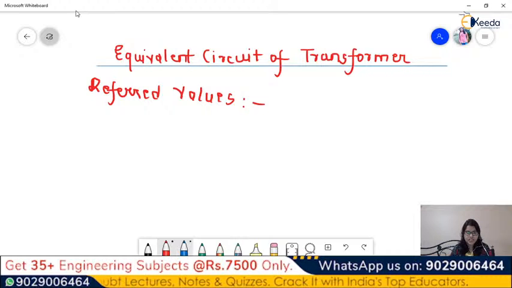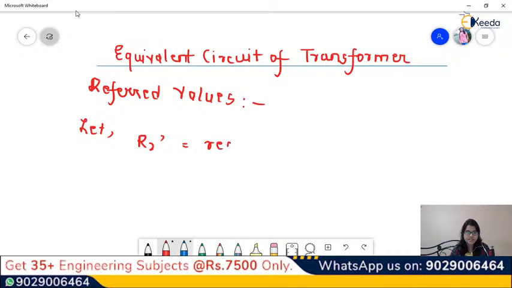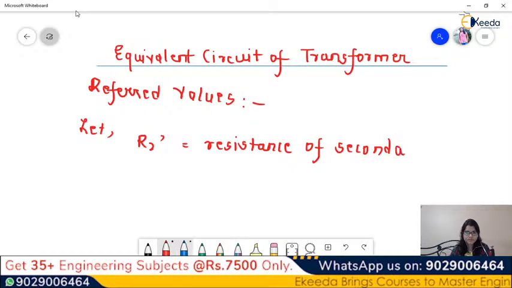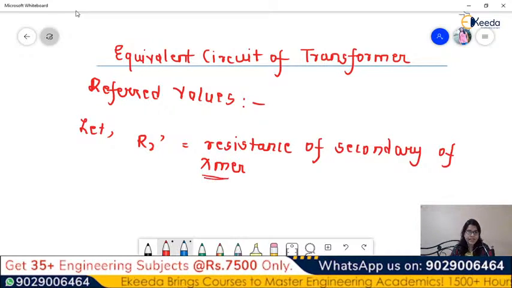Okay, so let us transfer the resistance first. Let R2 dash be the value of the resistance of the secondary of your transformer. I will write transformer in this way. Okay, this is the shortcut for transformer.